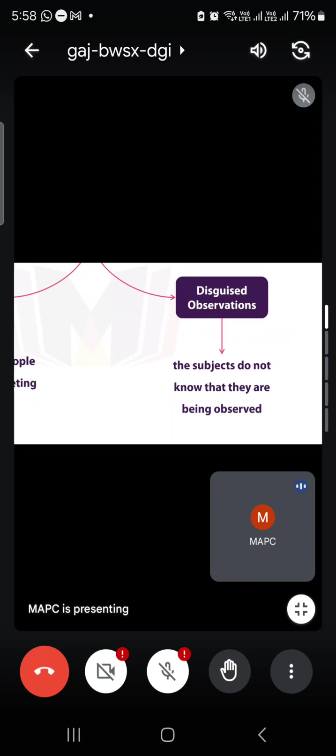Disguised observation: here the subjects do not know that they are being observed, and you will make the direct observation of them.